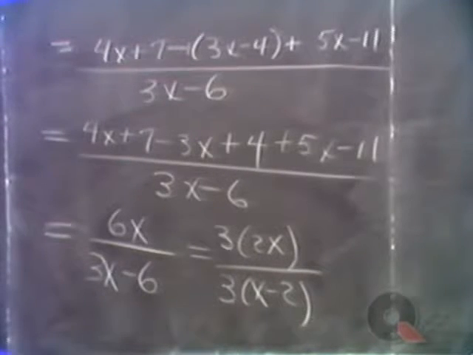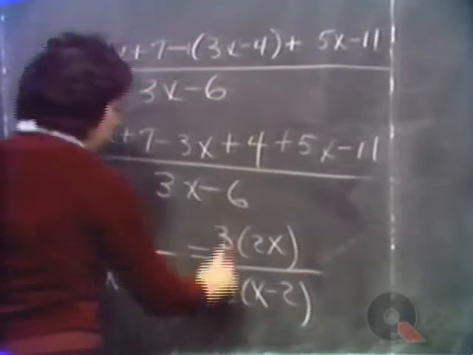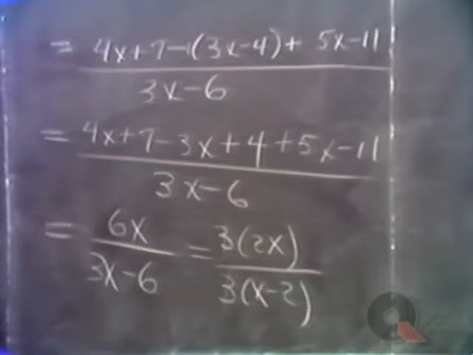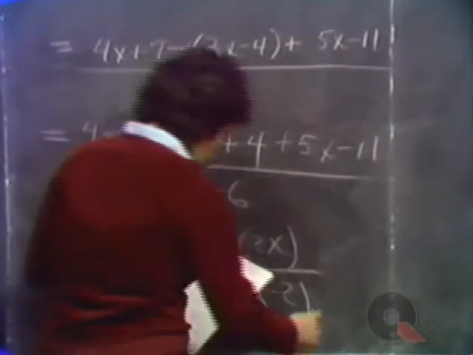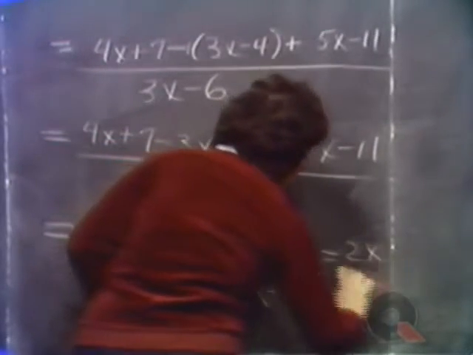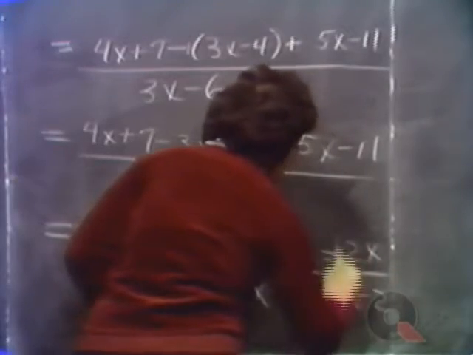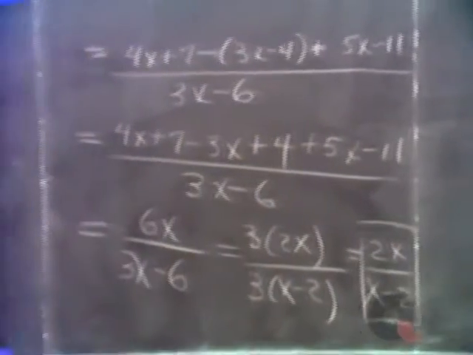6x is 3 times 2x. We can now divide numerator and denominator by 3, or cancel the 3's, to get 2x over x minus 2, which is the answer.